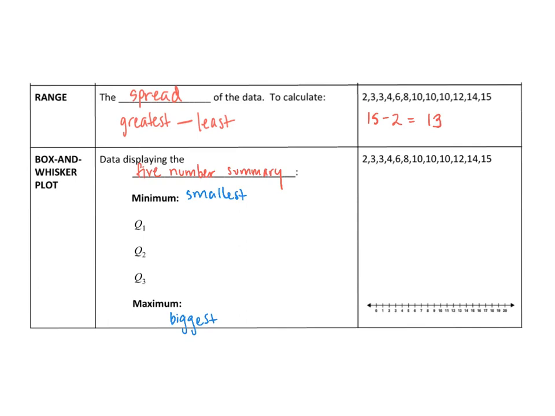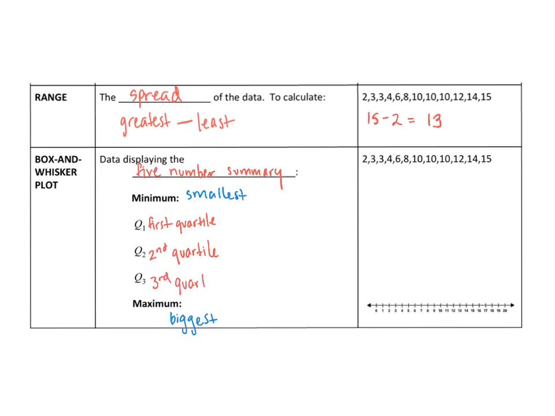Now, the 3 little Q's here in the middle: Q1 stands for the first quartile. That's right, it's a fancy word. Q2 is, that's right, the second quartile. And Q3 is the third quartile.